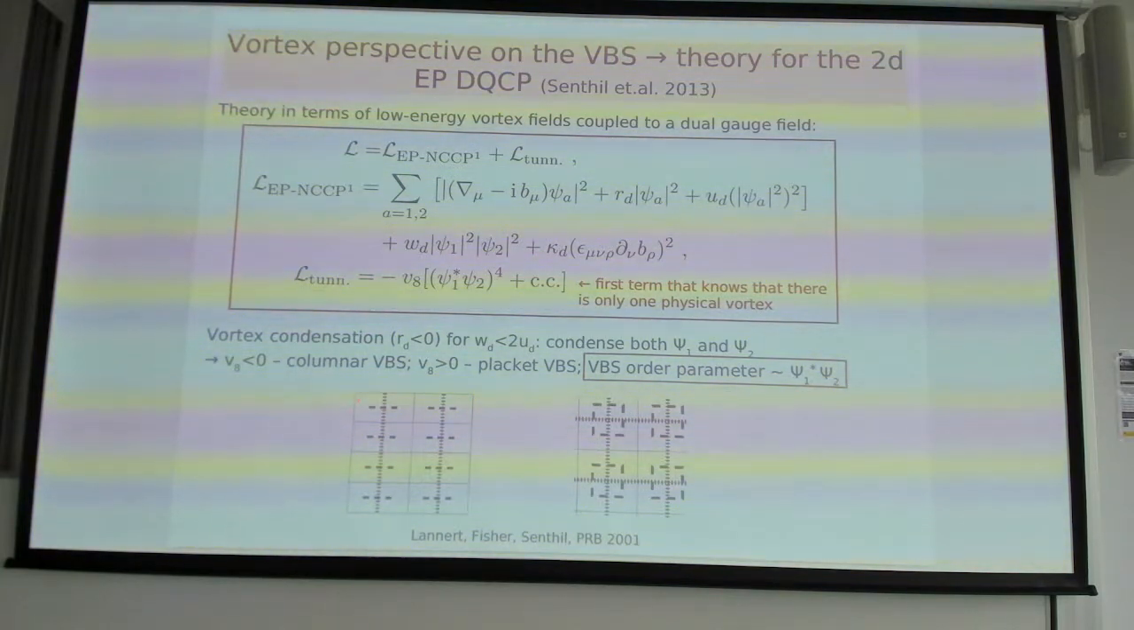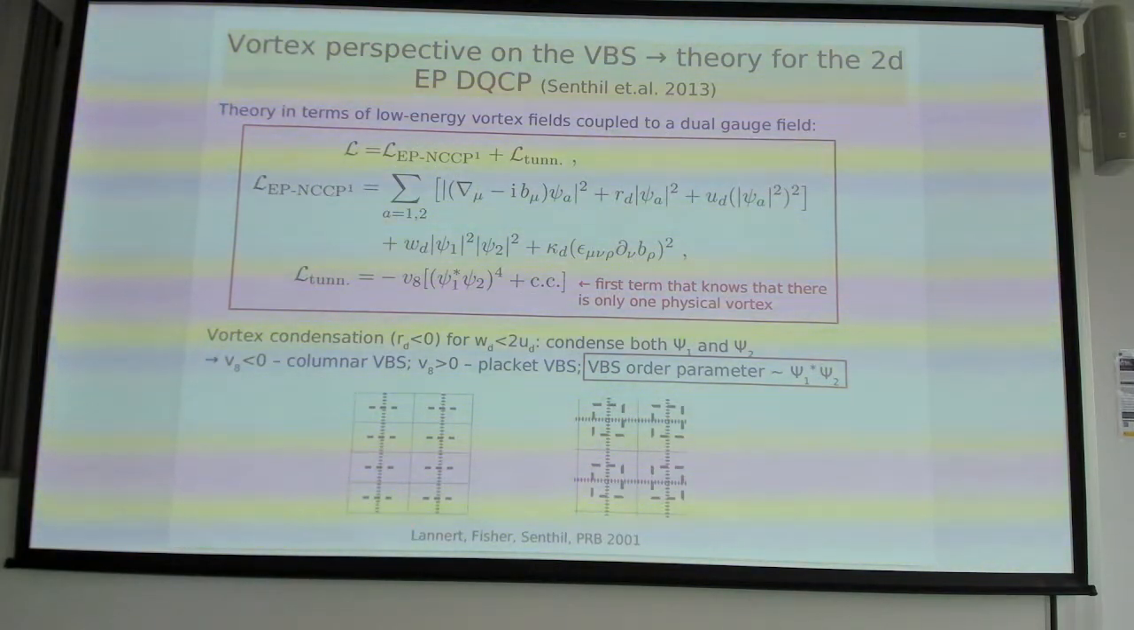For one sign, you end up in the columnar valence bond solid phase, and for the other sign, you end up in the plaquette valence bond solid phase. Okay, so these are pictures from this original paper. What is plotted here in terms of psi 1 and psi 2?